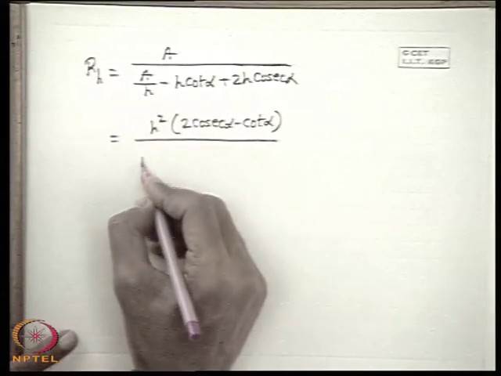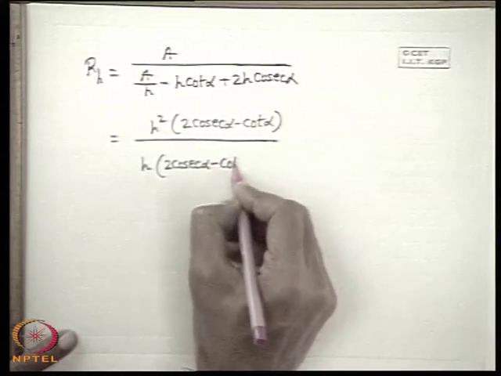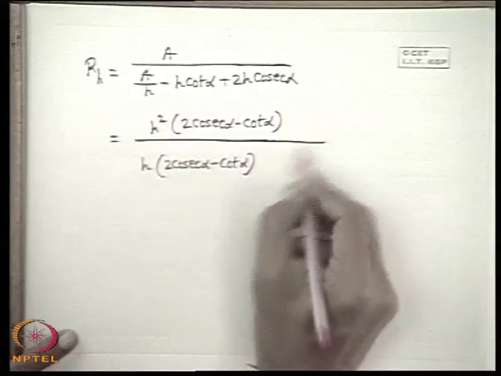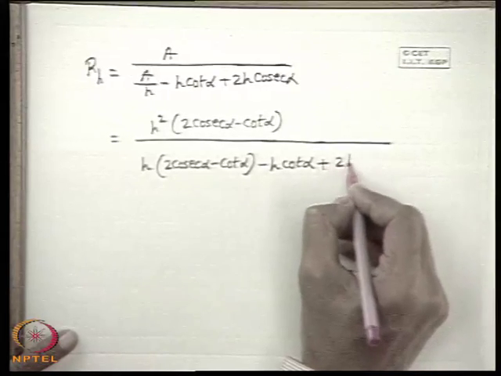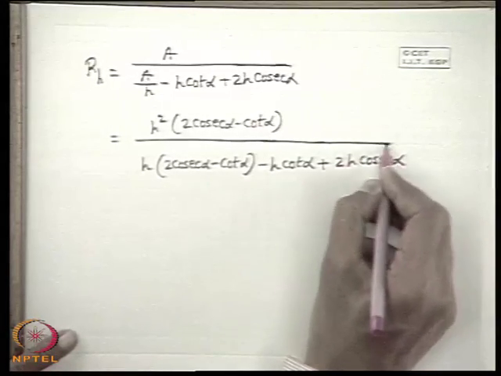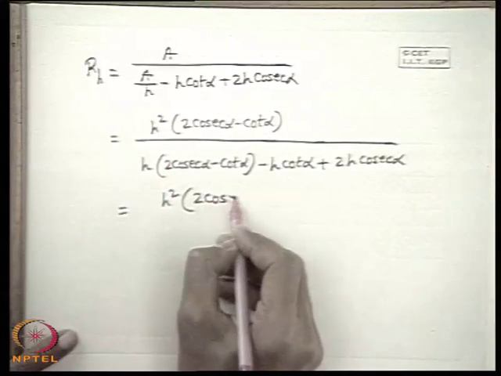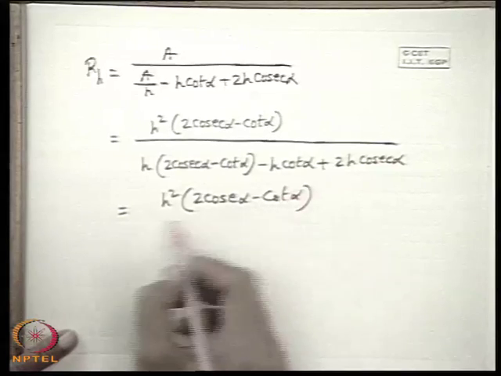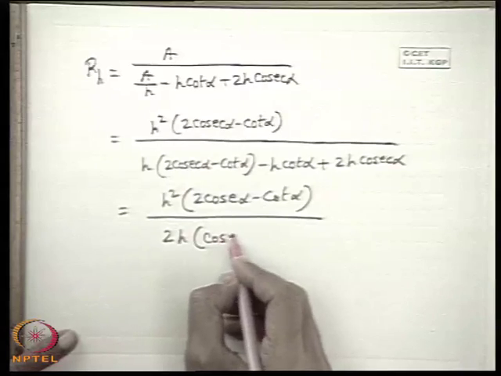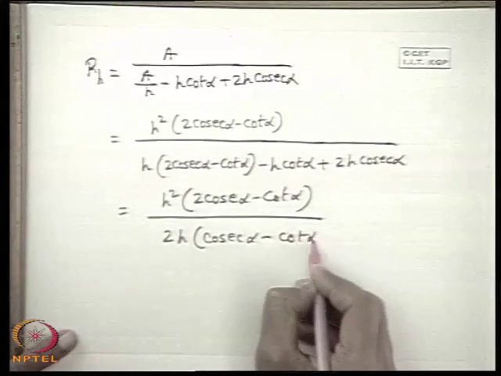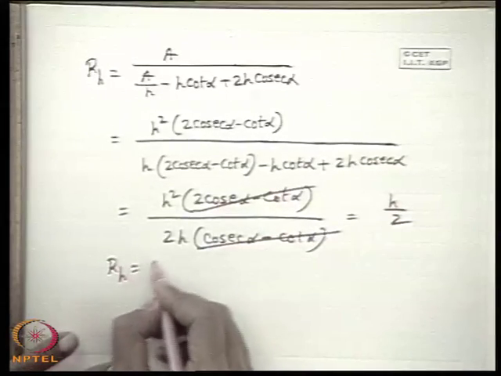If we put that value here, the numerator will be H square into 2 cosec alpha minus cot alpha, and the denominator is H into 2 cosec alpha minus cot alpha, minus H cot alpha plus 2H cosec alpha. With some algebraic manipulation, the denominator will be 2H; if you take 2H common, this cancels, and ultimately we get H by 2. Therefore, the result is that RH is H by 2.